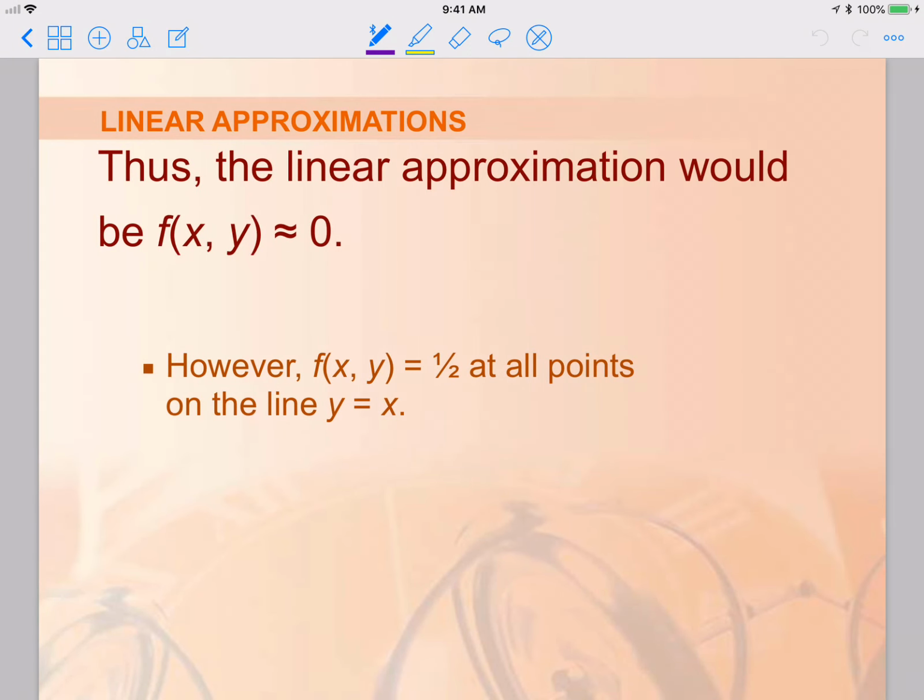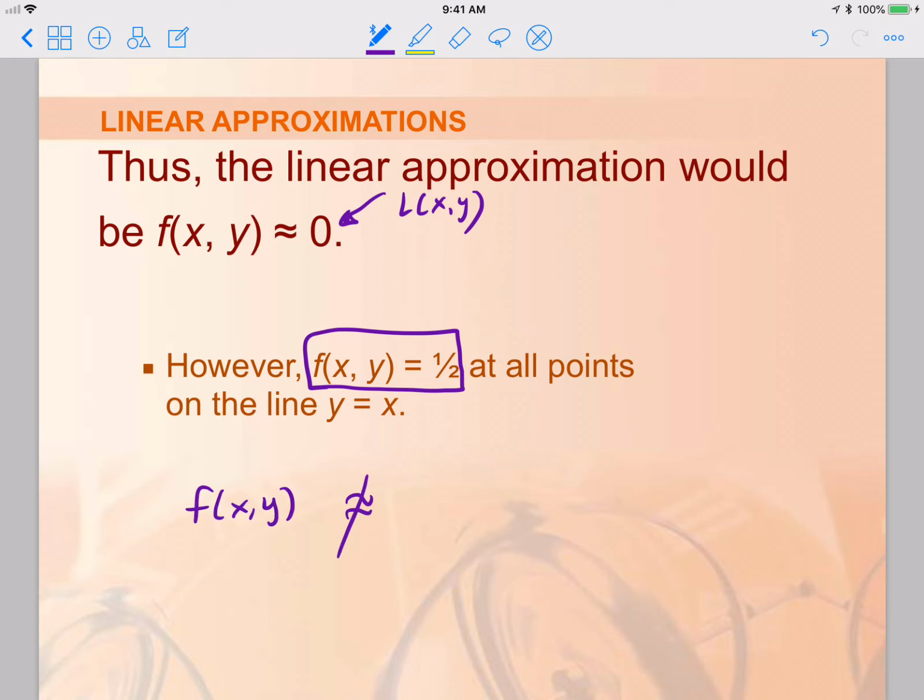Okay? So what we're saying is that the linear approximation would be f of xy is approximately equal to 0. That's our L of xy. But we've got a whole bunch of points that are 1/2, any points along that line y equals x. So f of xy is not going to be a good approximation to the linearization since the partials aren't continuous.